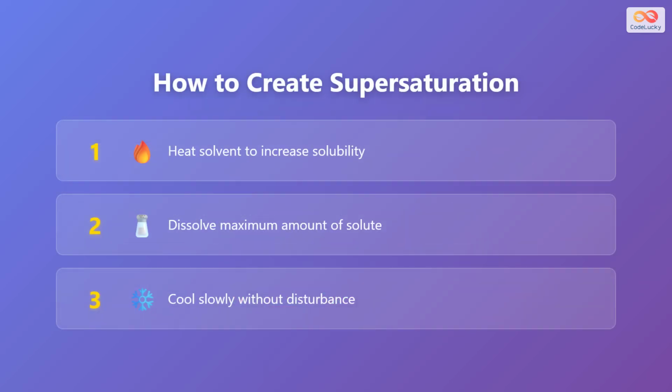Creating a supersaturated solution requires three careful steps. First, heat the solvent to increase its solubility. Remember, most solids dissolve better in hot liquids. Second, dissolve the maximum amount of solute in the hot solvent until you reach saturation. Third, and this is crucial, cool the solution slowly without any disturbance. If done correctly, the extra solute stays dissolved even though it normally wouldn't at the lower temperature. This creates your supersaturated solution.